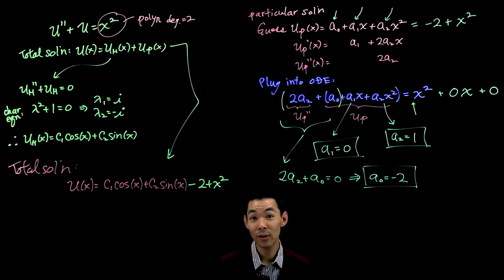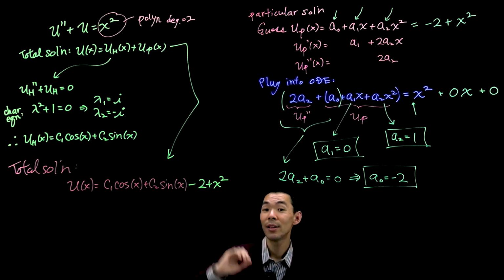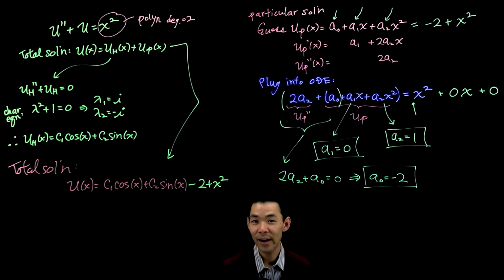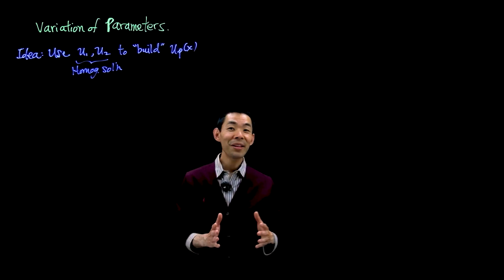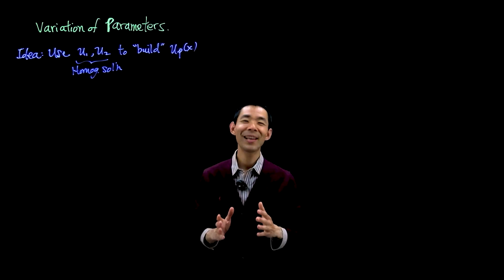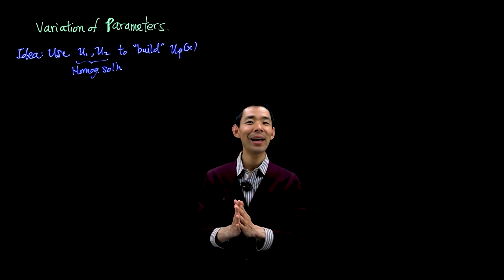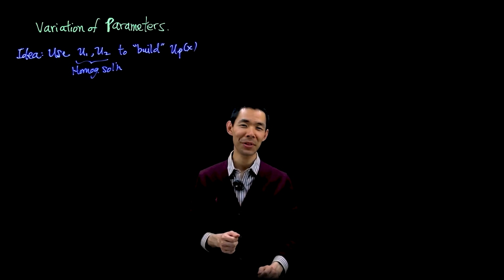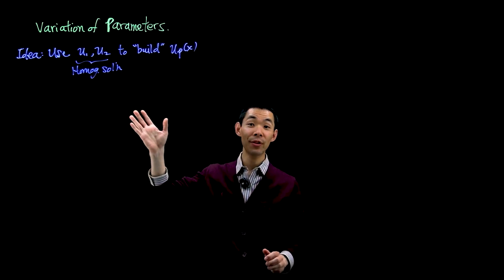So method of undetermined coefficients is very effective if your right-hand side, g of x, takes on a polynomial, exponential, or sines and cosines. Let's move on to variation of parameters, which is what you would do if the right-hand side is not a convenient function. If method of undetermined coefficients fails, then there's another technique that is surely going to work, although the calculation is a little bit more cumbersome. And it's called variation of parameters.